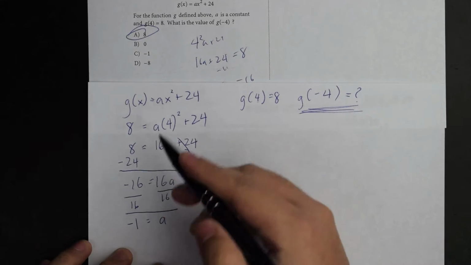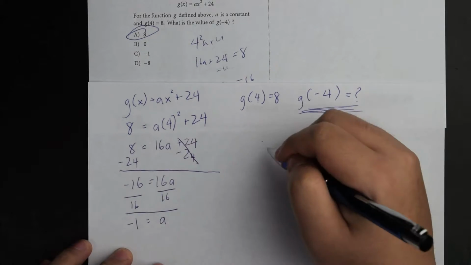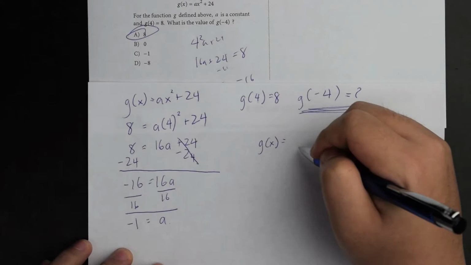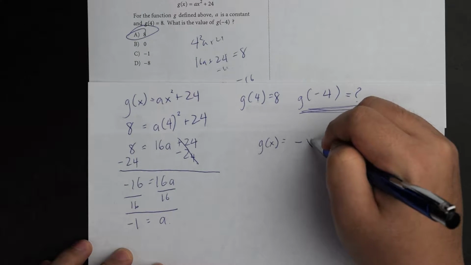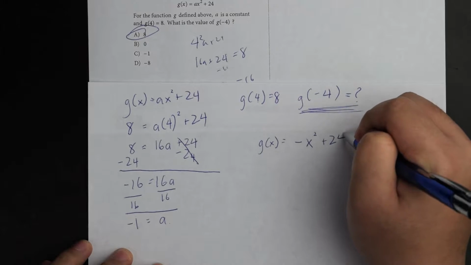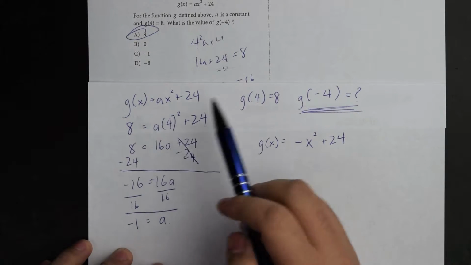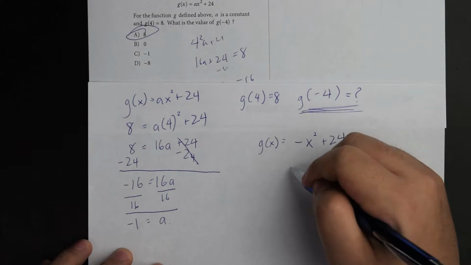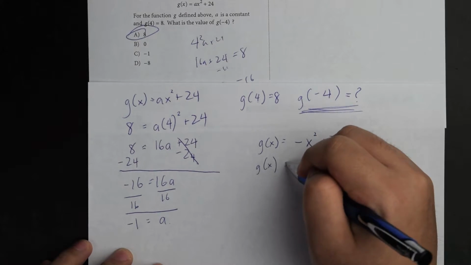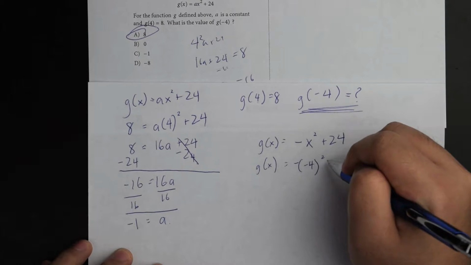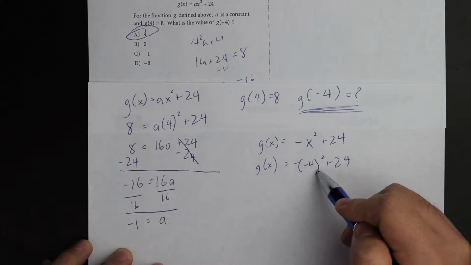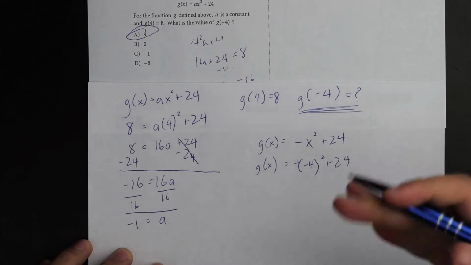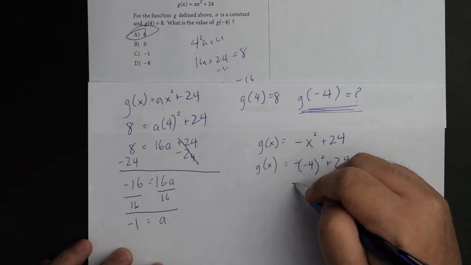And so I'm going to rewrite this equation. So g of x is now equal to, as we mentioned, negative 1 equals a. So it's going to be negative 1 x squared plus 24. And like what I did right here, where I substituted the x value, I'm now going to substitute the x value as negative 4. And be aware, I am putting parentheses around negative 4 because this negative does not influence the negative in here, which is a common misconception that a lot of students have.